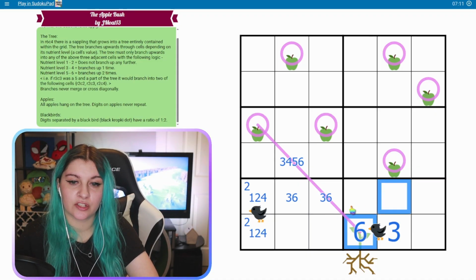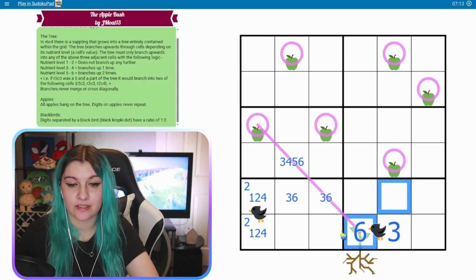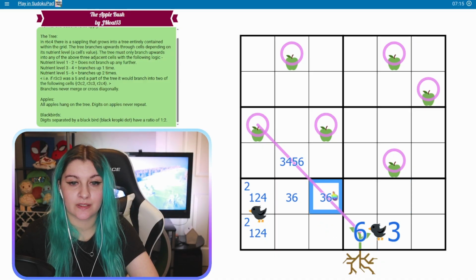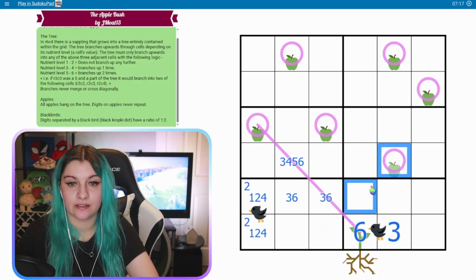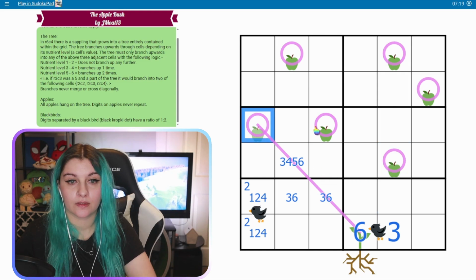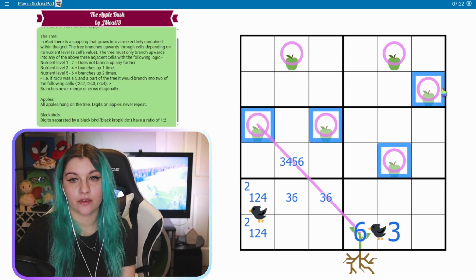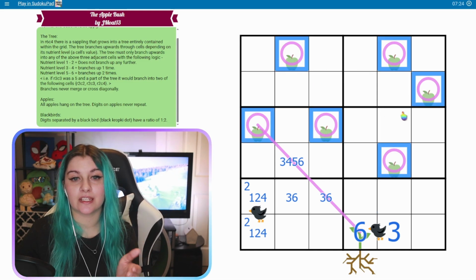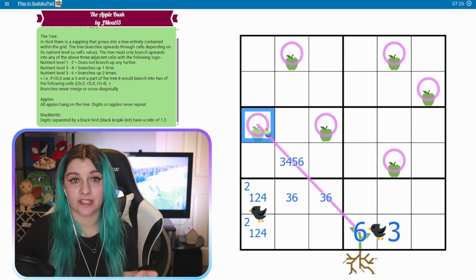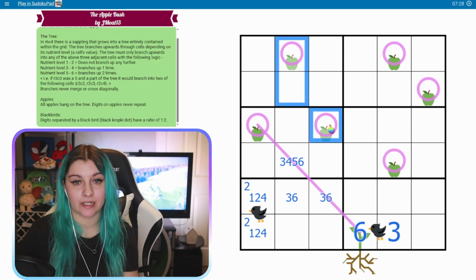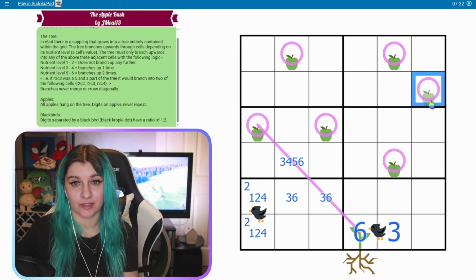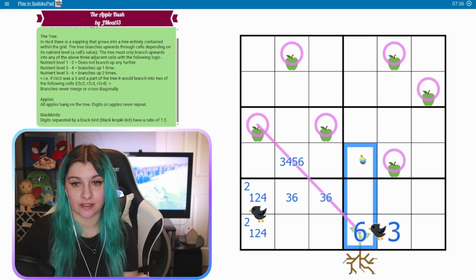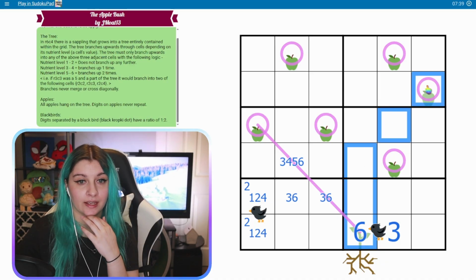I don't think too many branches is a problem. What if I go up to 6 and then I also have a 5 here? Are there any of these that need to go up? This one doesn't because I could get to this apple from here. This one doesn't because I could get from here to this apple. This one doesn't because I suppose I could technically go like that.